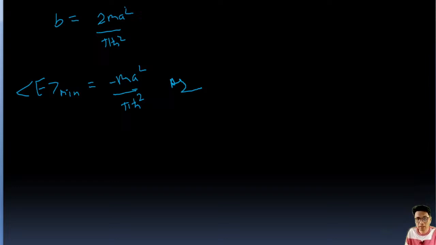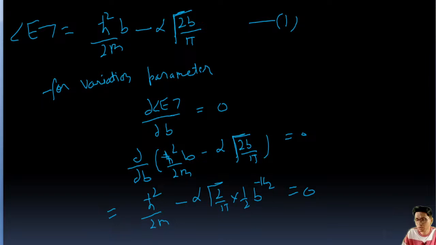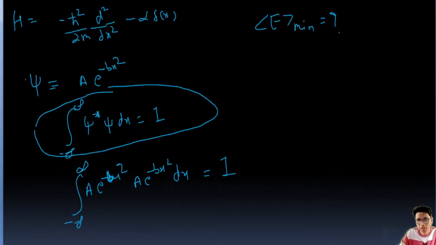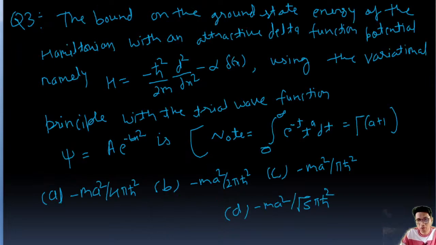The calculation is lengthy, guys, but very easy. You can easily solve it. So which option is matching? Let me check. Option C is matching. Option C, this one, minus m a square upon pi h square.